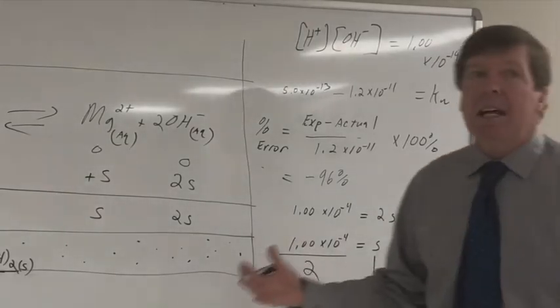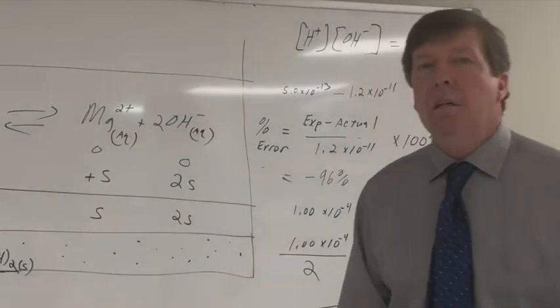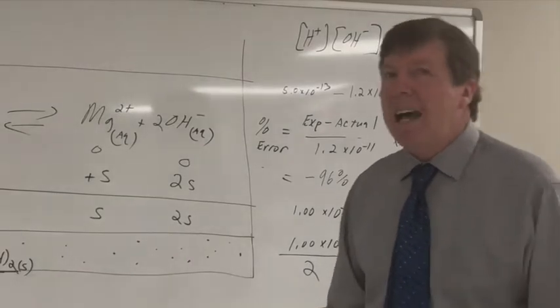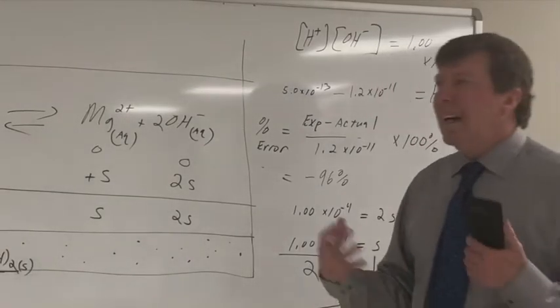I don't think we did anything wrong. Is the pH meter wrong? There's no reason to believe that at all. So how do we account for this?